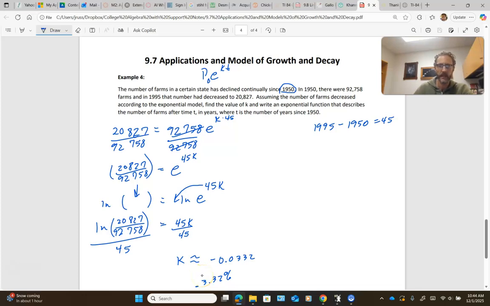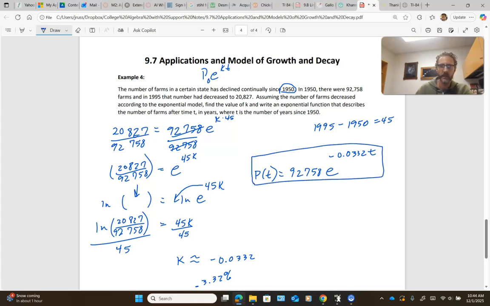But in any case, now to write this as a function of t, the initial number of farms is 92,758 times e. We now know the value of k as a decimal, and t. Okay, and so then that would be our function that models the decline of the number of farms in this particular state as a function of time starting from 1950.